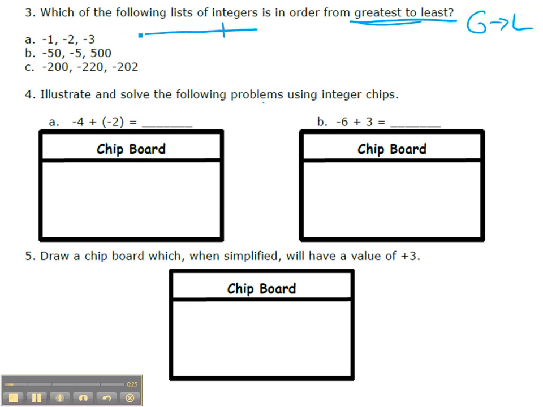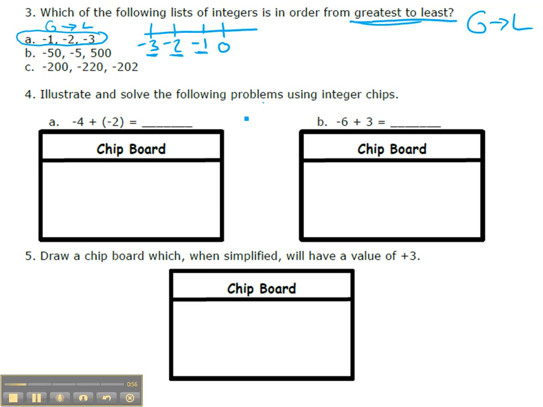So our first list, -1, -2, -3. If 0 is here, -1 is to the left of 0, -2 is to the left of -1, and -3 is to the left of -2. Now greatest to least, the greater integer is farthest to the right. So for our three integers, -1 is greatest, and then -2 is the next greatest, and -3 is the smallest. So this actually is greatest to least, this list. So it looks like A is our answer.